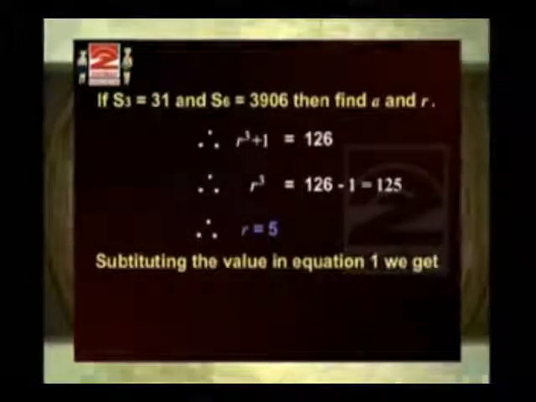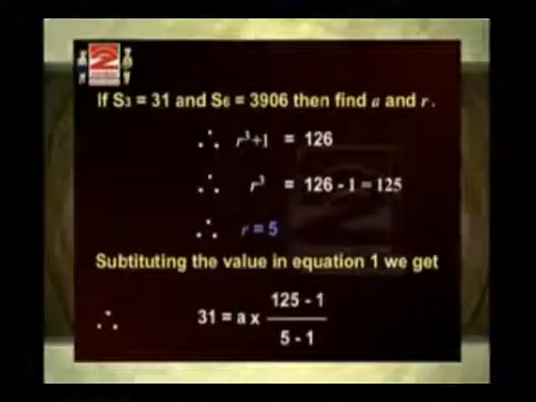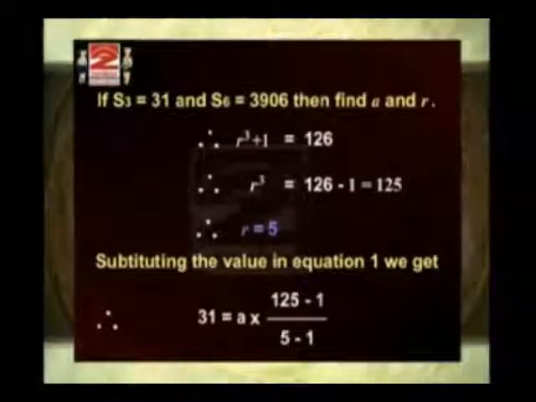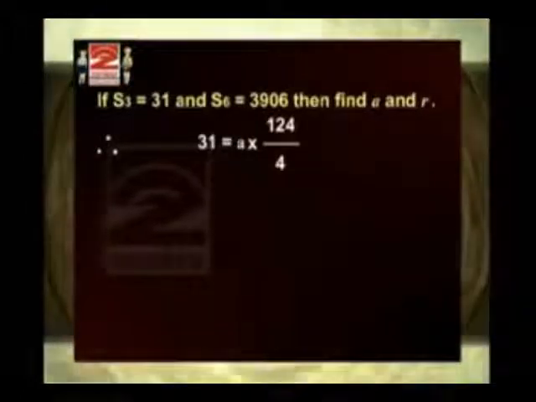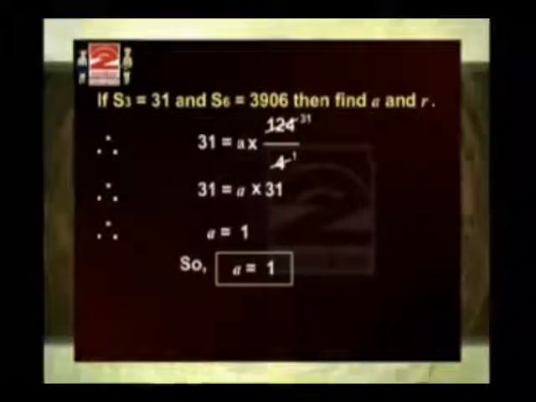Substituting the value in equation 1, we get 31 is equal to A into bracket 125 minus 1 upon 5 minus 1. Therefore, 31 is equal to A into 124 upon 4. Therefore, 31 is equal to A into 31. Therefore, A is equal to 1. So, A is equal to 1 and R is equal to 5.